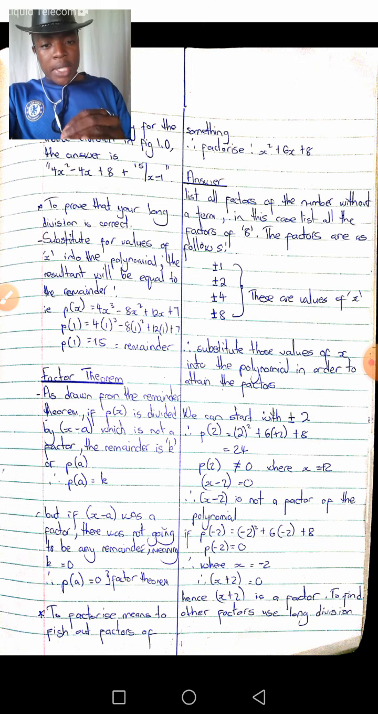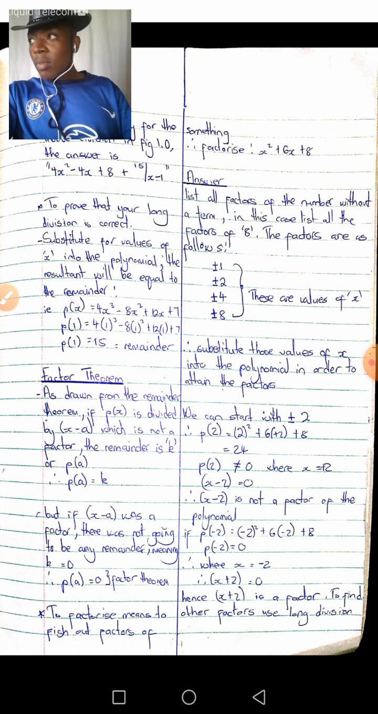But in this case now we are saying that you can start with plus or minus 2, and then you say P(2), we say 2 squared plus 6 multiplied by 2 plus 8, you get 24, which is not equal to 0. Therefore, x is equal to 2 is not a factor of that polynomial. We try minus 2. We say P(minus 2), and then you see that you get what? You get 0 there. So it means x is equal to minus 2 is our factor, right?